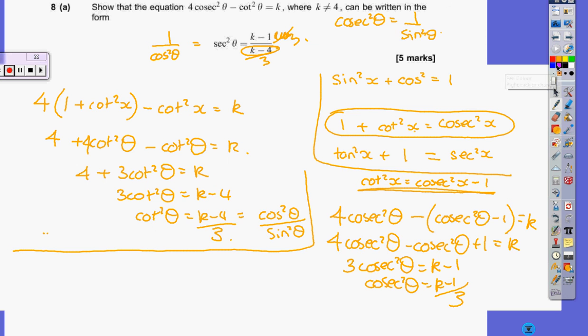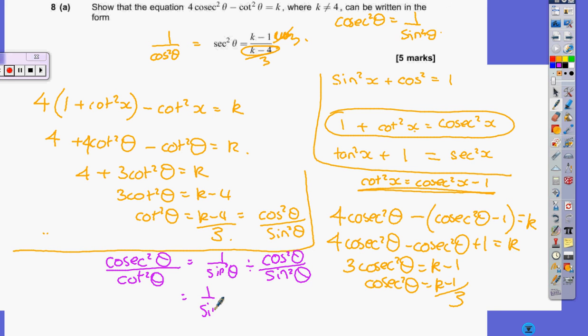Right. So this is where it comes together. So to get sec squared, which is 1 over cos squared, I'm going to do cosec squared divided by cot squared, which is 1 over sine squared theta divided by cos squared theta over sine squared theta, which is 1 over sine squared theta times sine squared theta over cos squared theta. Cancel, cancel. Gives me 1 over cos squared theta, which is sec squared theta.